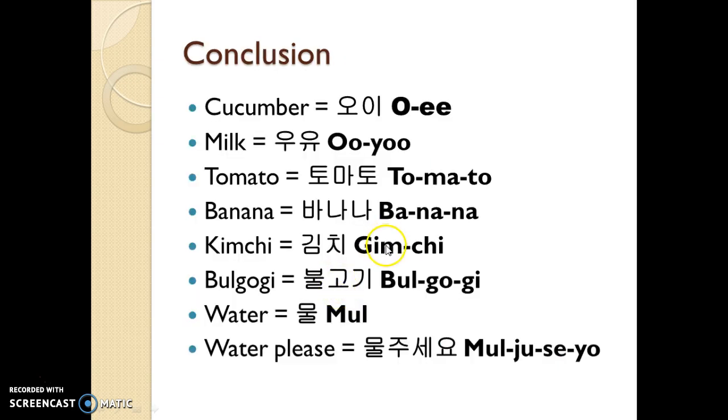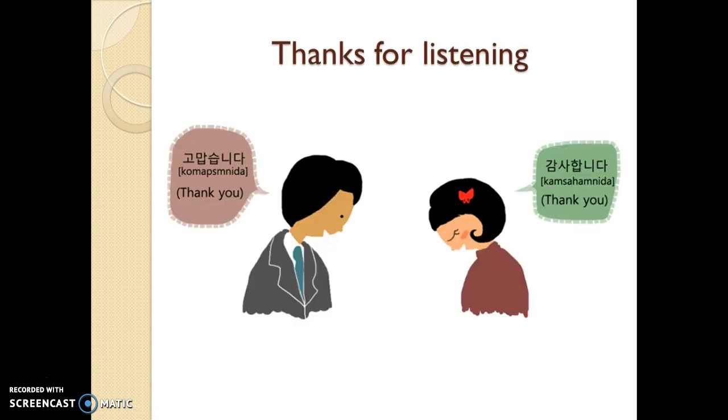Okay, so in conclusion, we have cucumber, oi; milk, uyu; tomato; banana; kimchi; bulgogi; water, 물; and water please, 물 주세요. So that's the end of my presentation.